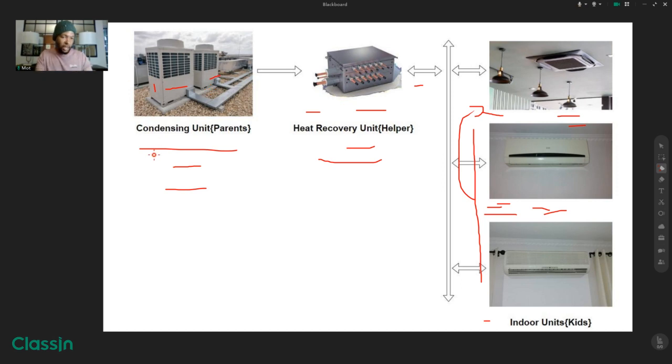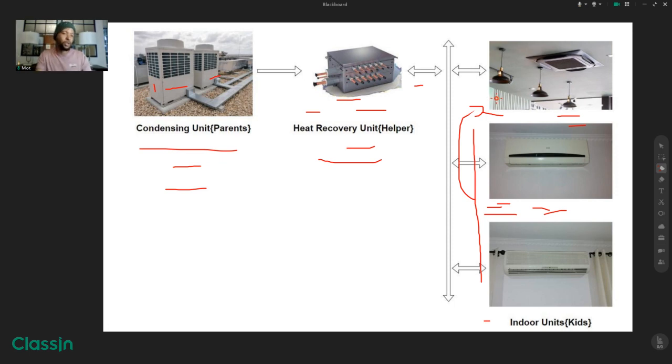Then you have your scroll compressor being ramped up and running at a higher speed, and then feeding the helper, and then the helper will distribute depending on the requirements of the children, right?